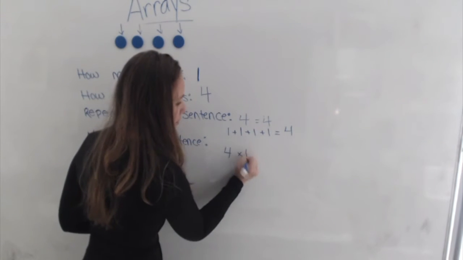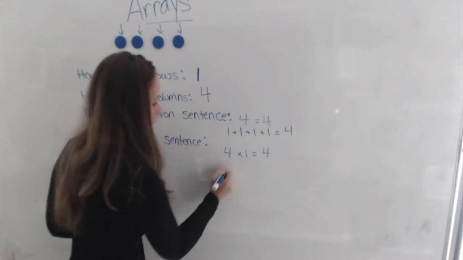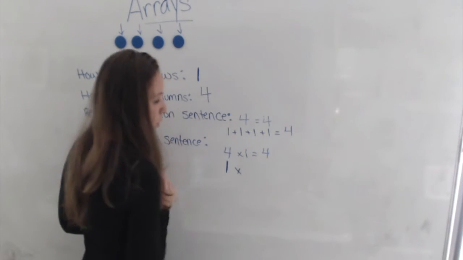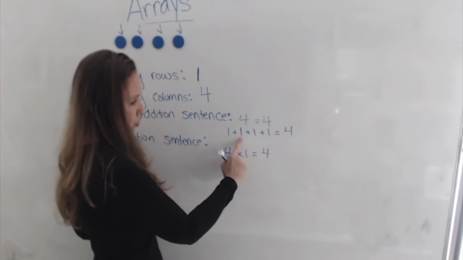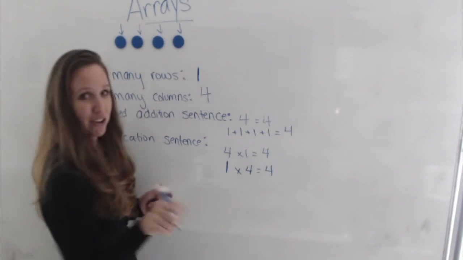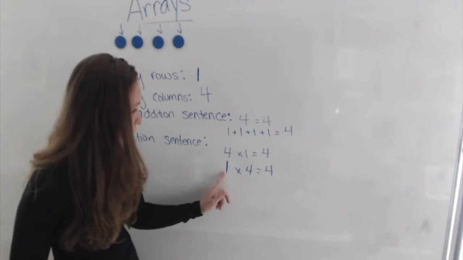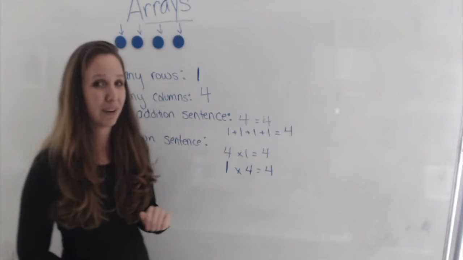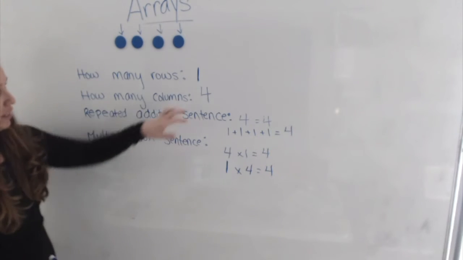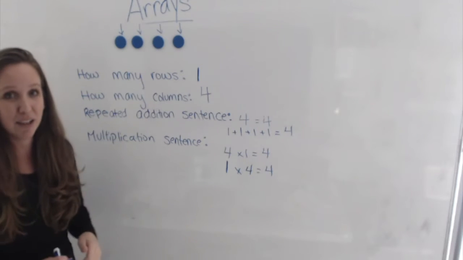Only one of them. 4 times 1, and that was 4. Or how many times did we put the number 1? 1, 2, 3, 4. Do you see the pattern here? Do you see that 4 times 1 is 4 and 1 times 4 is 4? Also, it's these numbers, how many rows and how many columns.